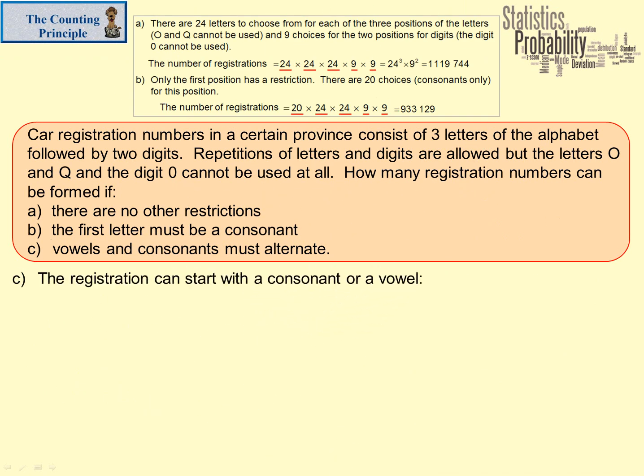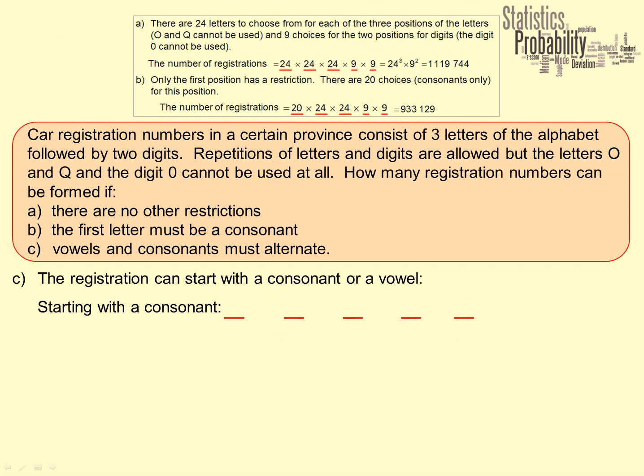Vowels and consonants must alternate. Now this is once again going to be mutually exclusive, because either it starts with vowels or it starts with consonants. If there was the same number of vowels and consonants, then we'd be able to work it as a single. But not in this case. There are a different number of vowels and consonants, so we have to do two separate calculations.